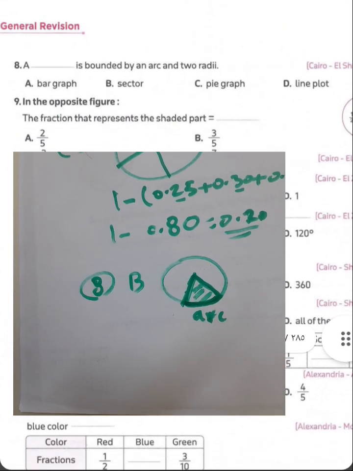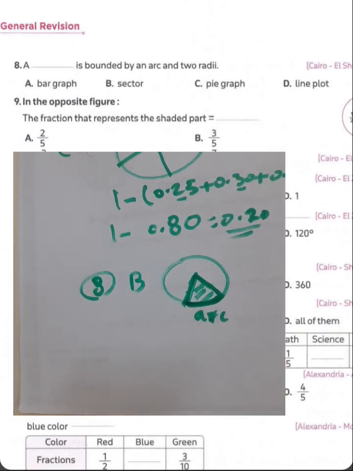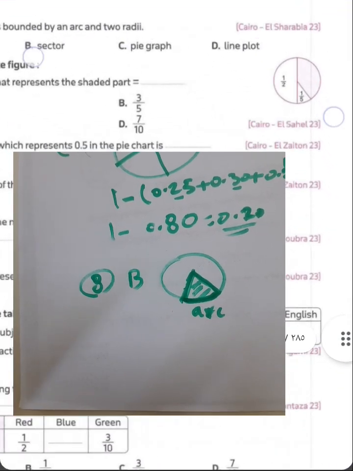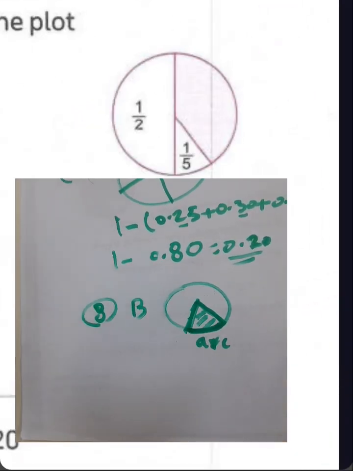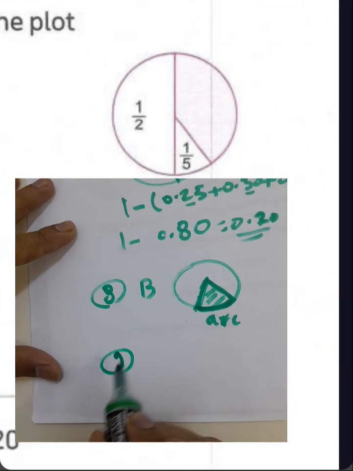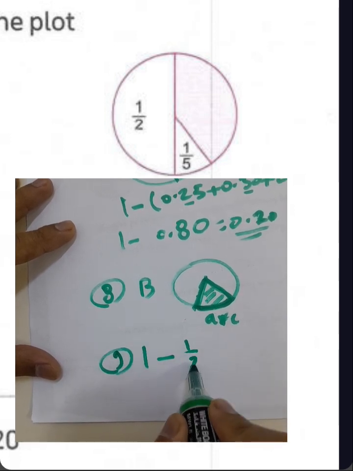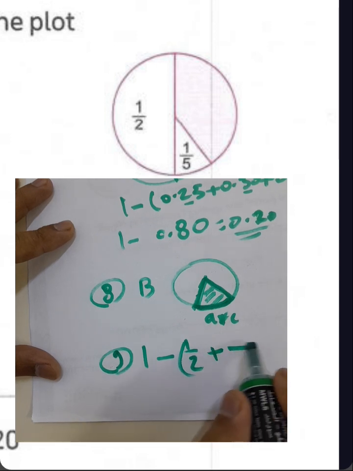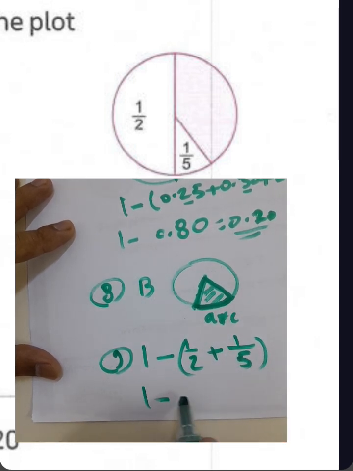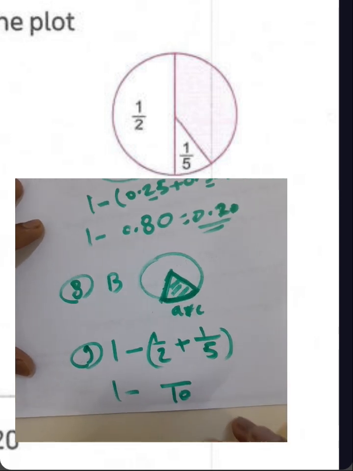Question number 9. In the opposite figure, what is the fraction that represents the shaded part? Here we have a half and 1 over 5. You can add them and subtract the result from 1. 1 subtract the sum of them, half plus 1 over 5. Write 10 in the denominator, because the least common multiple between the 2 denominators equals 10.